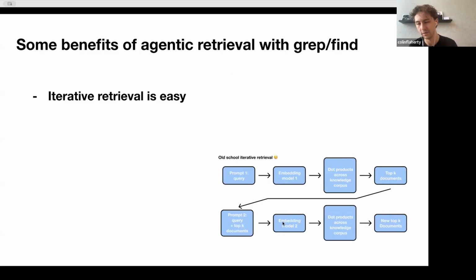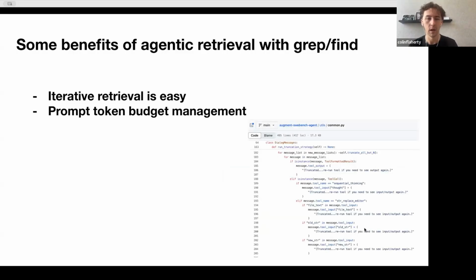You put that into a new embedding model, which you've trained differently. You dot product that against the knowledge corpus. You get some new top K documents. And then you have to decide how to balance your resultant prompt between this set of top K documents and this set of top K documents. Prompt token budget management is a lot easier.